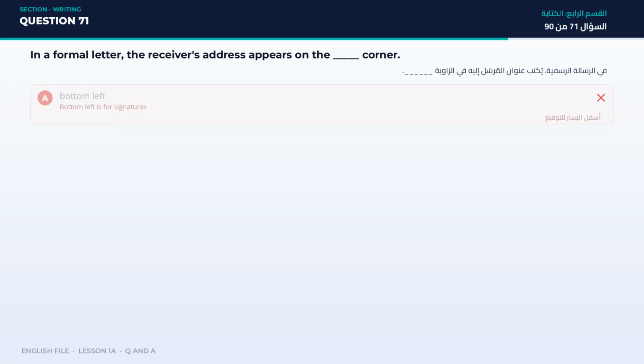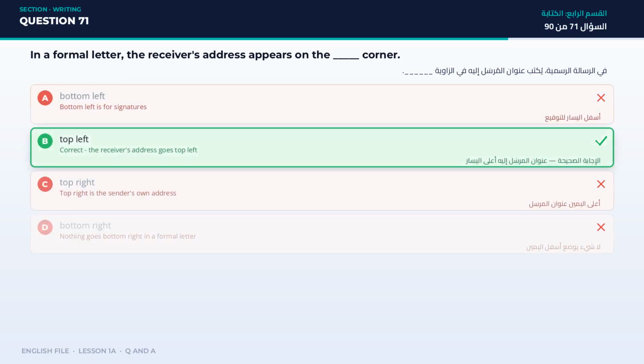Section 4, writing, the last 20 questions. The answer is B, top left. The receiver's address goes top left. Not A, bottom left is for signatures. C, top right is the sender's own address. D, nothing goes bottom right in a formal letter.